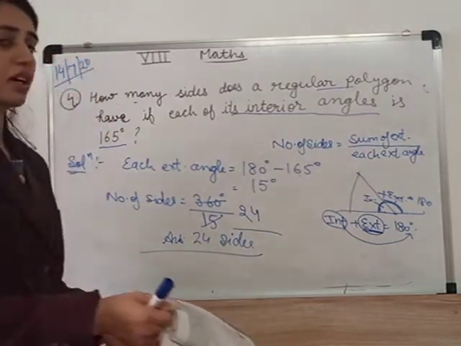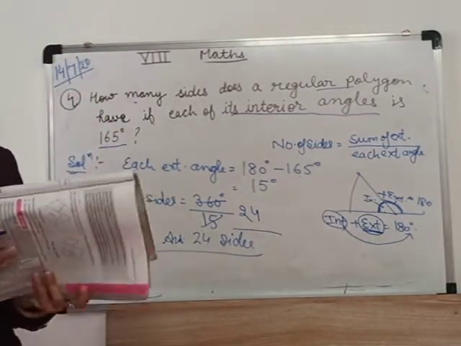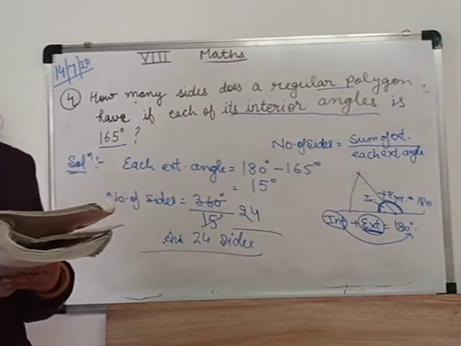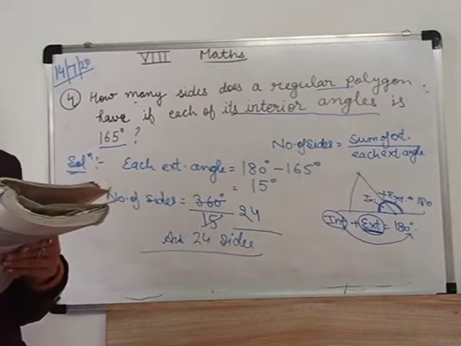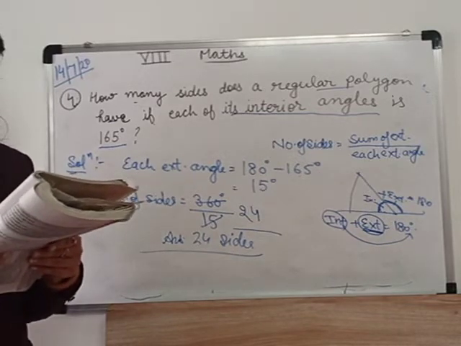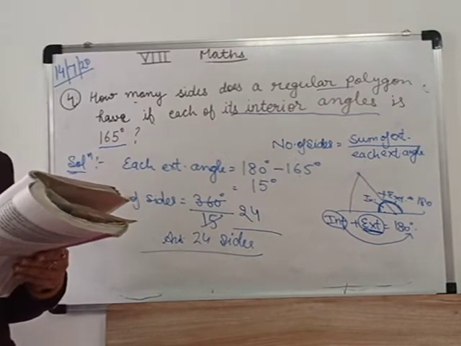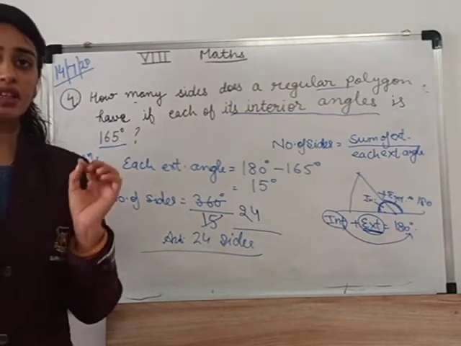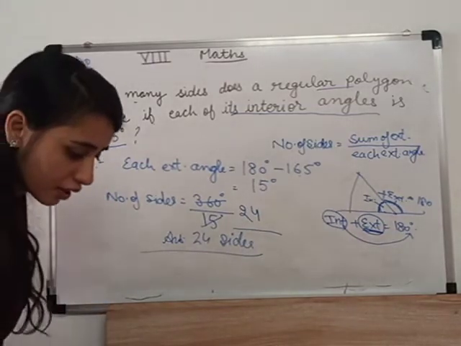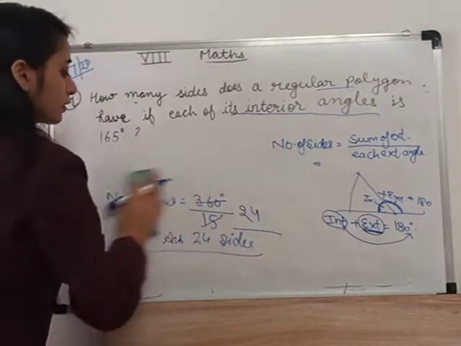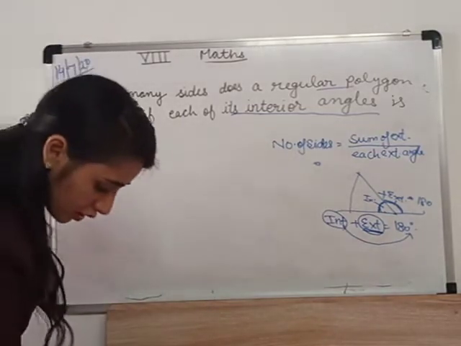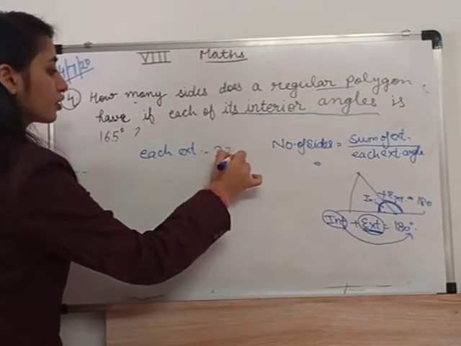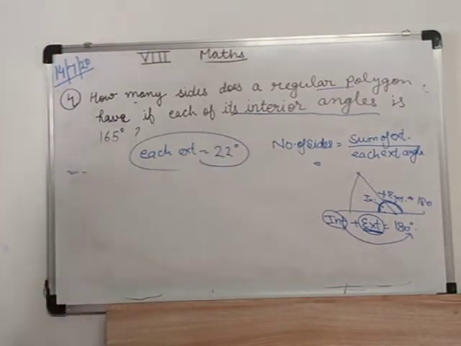Now in question number 5, I explain this question with the book, because it is a yes or no question only. So listen carefully: is it possible to have a regular polygon with the measure of each exterior angle 22 degrees? Means if a regular polygon has each exterior angle 22 degrees, is it possible?